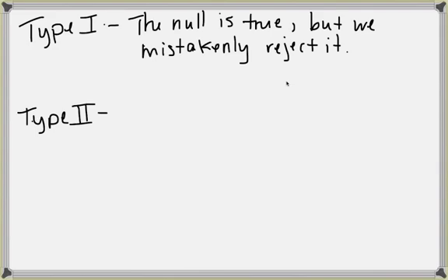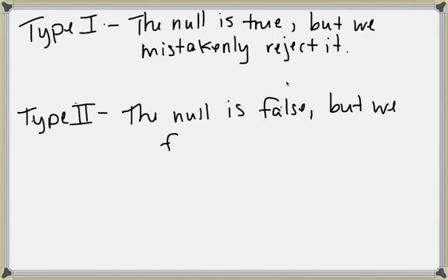Now, a type 2 error is kind of the reverse of this. In a type 2 error, the null is actually false, but we fail to reject it. Okay, so the null hypothesis was actually false, but we failed to reject it, thus, in a way, almost accepting that hypothesis.